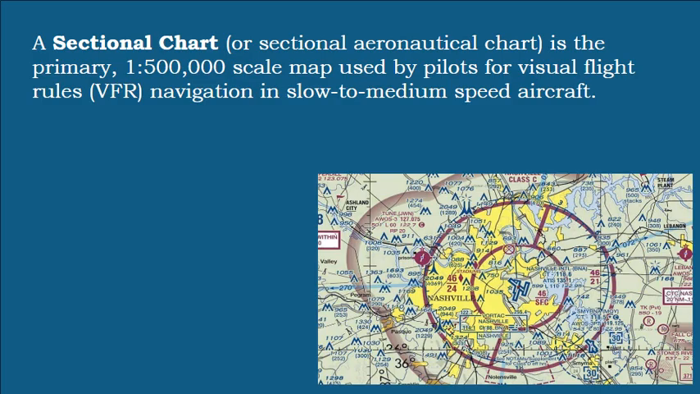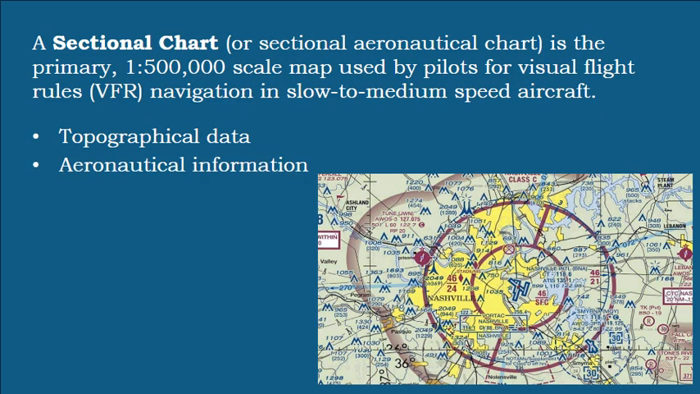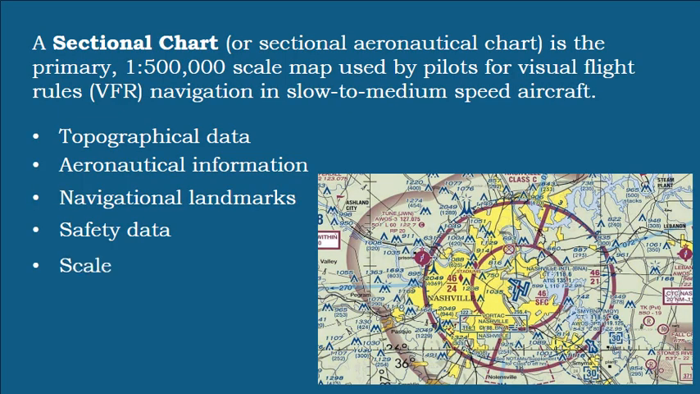A sectional chart, or sectional aeronautical chart, is the primary, 1 to 500,000 scale map used by pilots for visual flight rules navigation in slow to medium speed aircraft. The information found on a sectional chart includes topographical data, aeronautical information, navigational landmarks, safety data, and scales.